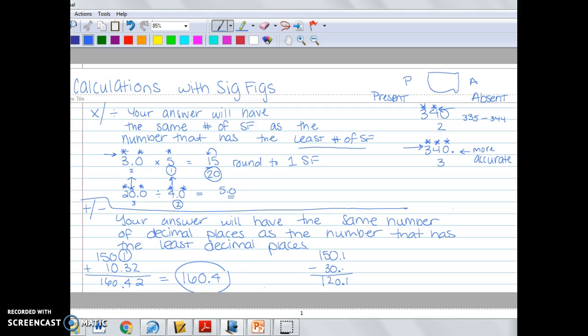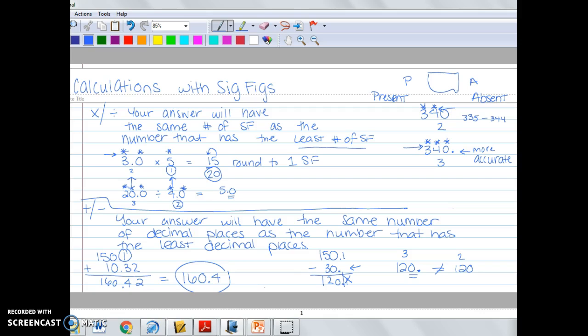But in this answer, my second value here does not have a decimal in the tenths place. So my answer can only go to the ones. So I'm actually going to have to get rid of this value. So my answer is going to be 120 with a decimal. Now the reason that I need the decimal here is so that it shows that I know it's 120. This is not the same as this. This number has 3 sig figs. This number has 2. The decimal gives us more information about how accurate that number is, how precise that number is.